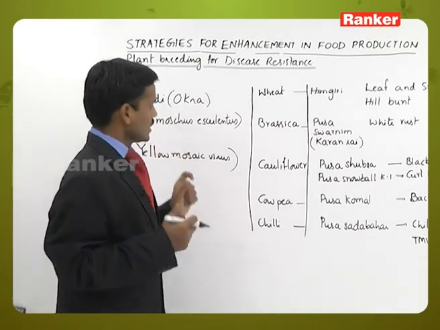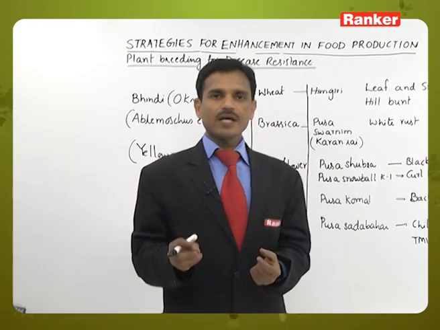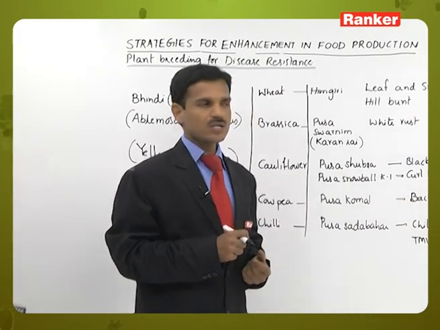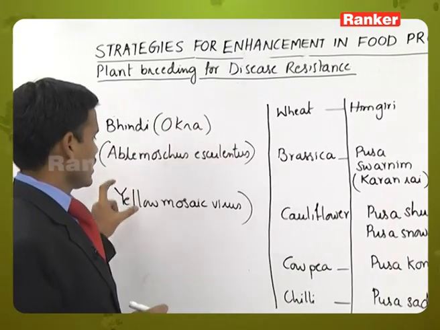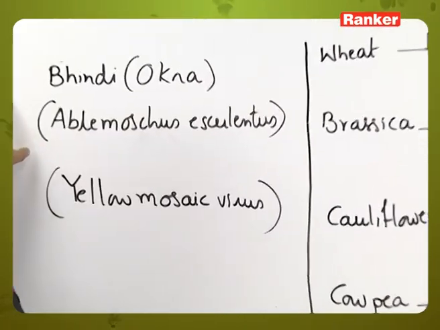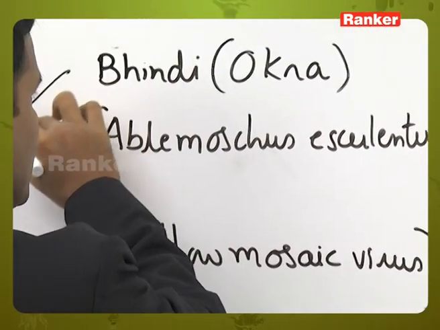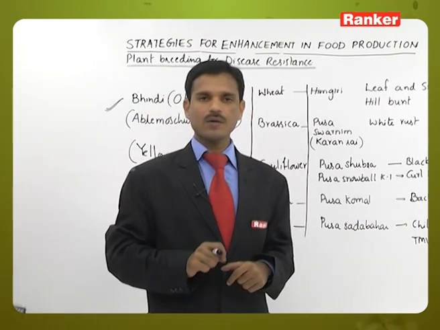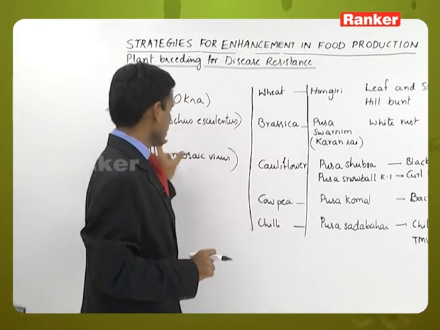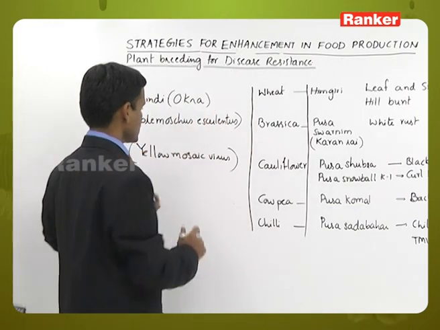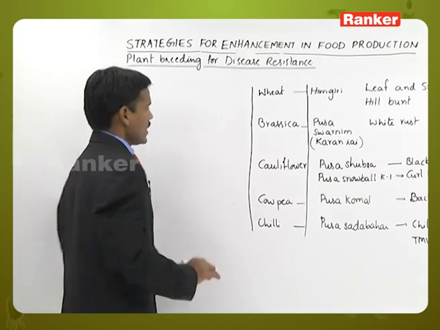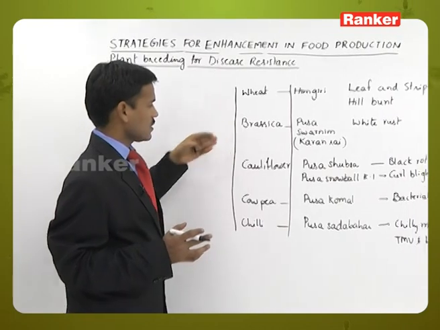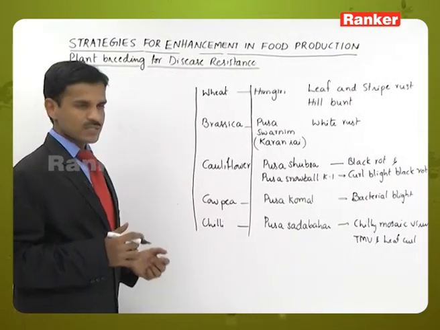Like this, by plant breeding technique we can incorporate the disease resistance quality, and by mutational breeding technique also we can incorporate it. By mutational breeding, one plant was developed, the bindi plant, Abelmoschus esculentus, lady's finger or okra. It is showing resistance to yellow mosaic virus. Some other plants are also developed: wheat, brassica, cauliflower, cowpea and chili plant.